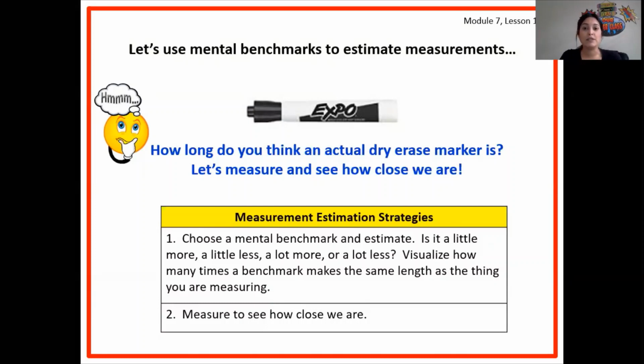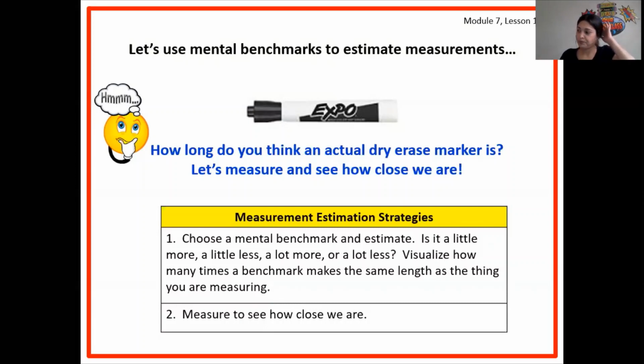It says measurement estimation strategies. So here are your strategies. Step number 1, you're gonna choose a mental benchmark and estimate. Is it a little more, a little less, a lot more, or a lot less? Then you have to visualize. Visualize means think of it in your brain. Imagine it in your brain. How many times does a benchmark make the same length as the thing you're measuring?